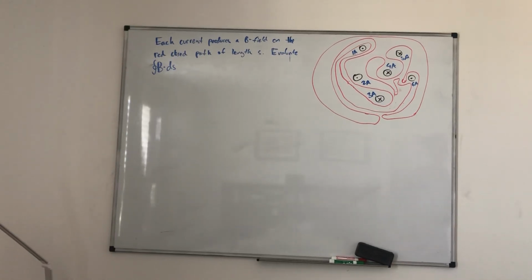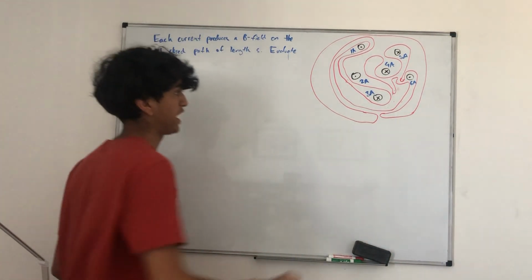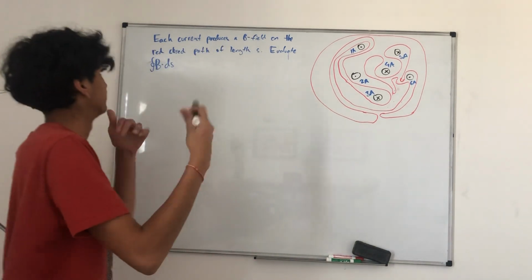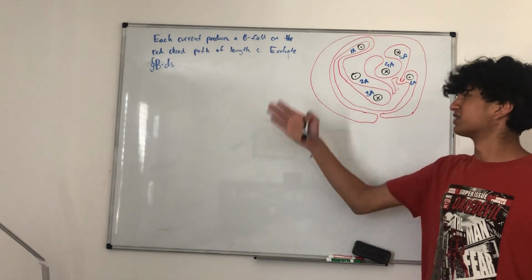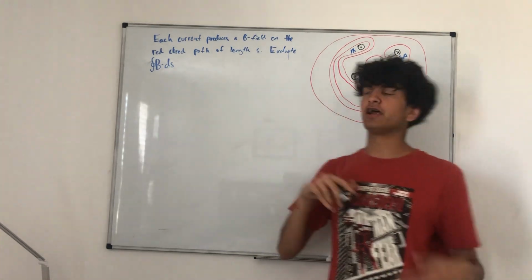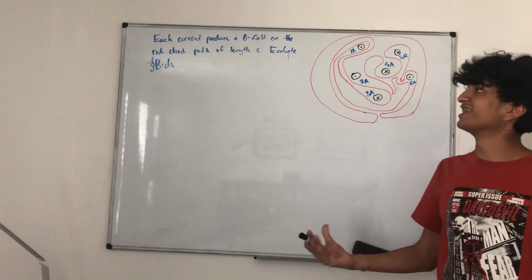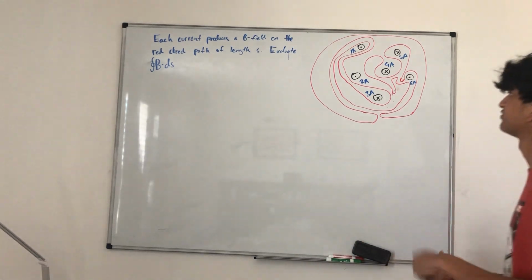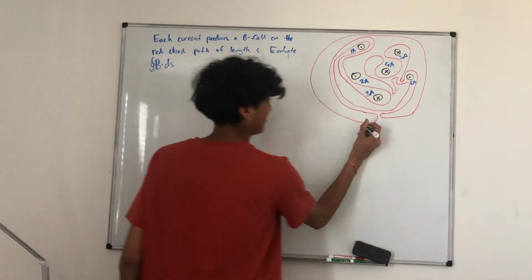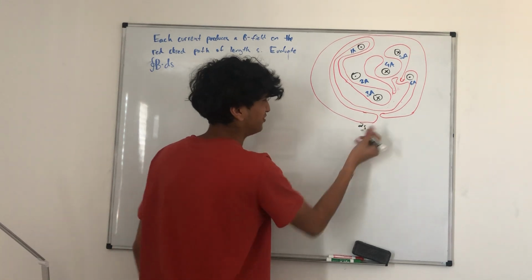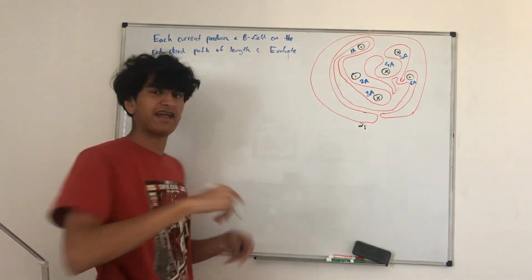So the problem says each current produces a B field on the red closed path right here, and this path has a length S. Evaluate the line integral B dot ds, the closed line integral. On paper, if you were trying to do this problem with all these wires, for each small ds you'd have to use this nasty Biot-Savart law to find that, and then integrate it.